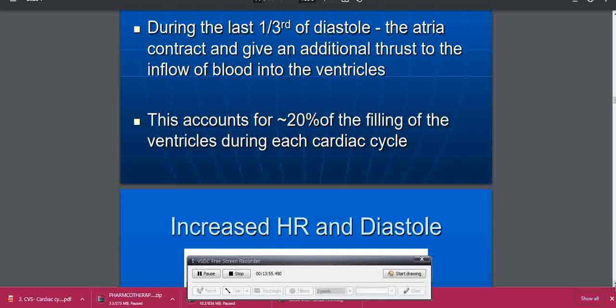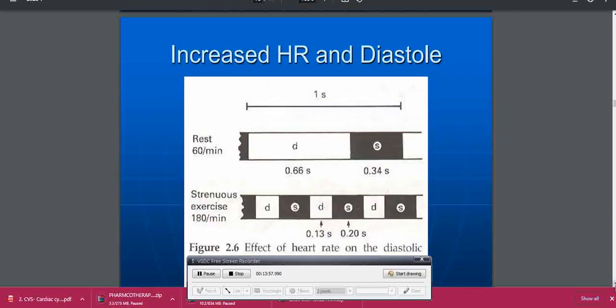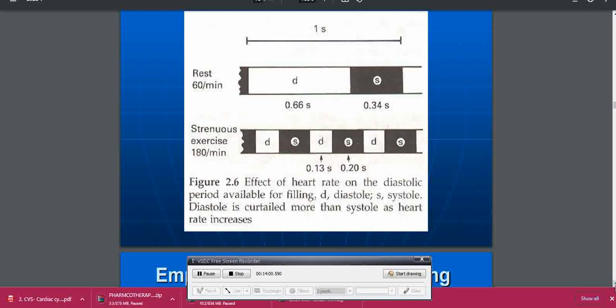So increased heart rate and diastole is what is represented there. You can see we have rest, that is 60 beats per minute, and then strenuous exercise. These are what happen at rest and during strenuous exercise. During rest, 60 beats per minute, and during strenuous exercise, 180 beats per minute. You can see, as indicated in seconds, 0.66 and 0.34 seconds.